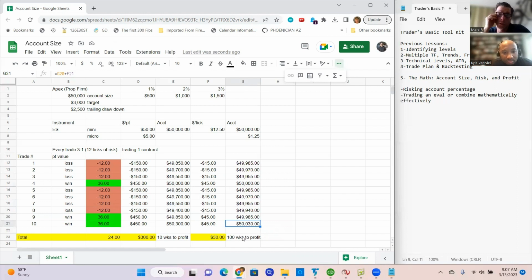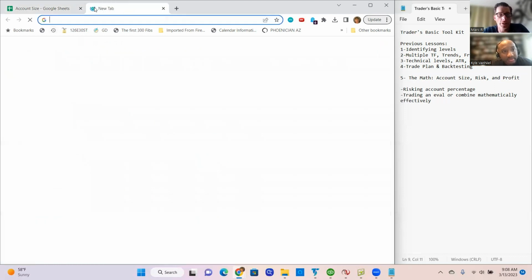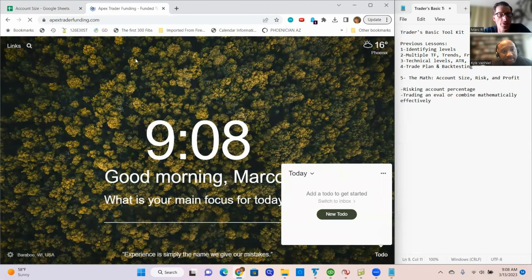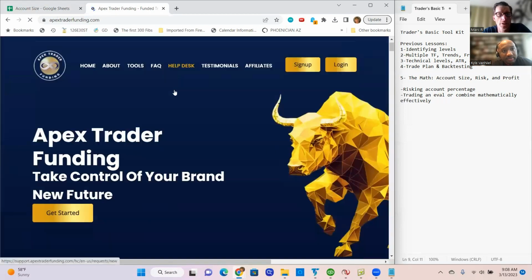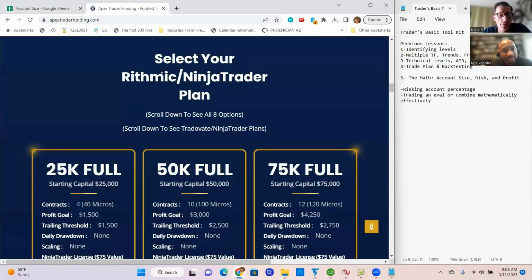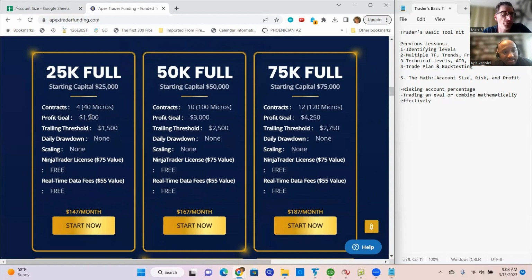So what's my point? My point is, if you're going to trade micros, you're going to need to do something different. You're going to need to up your number of contracts, or you're going to need to go for a smaller profit target, right? So if we look at Apex's, I've traded on Apex. They have a $25,000 account that has a $1,500 price target.